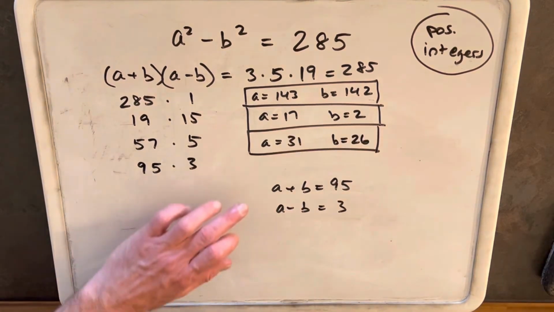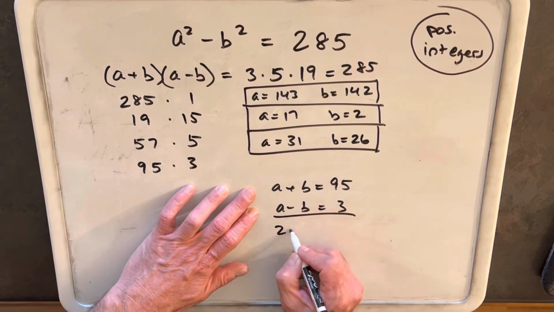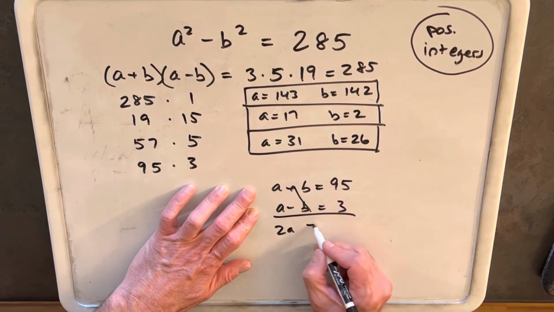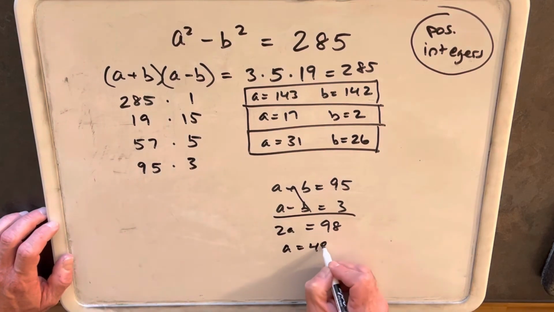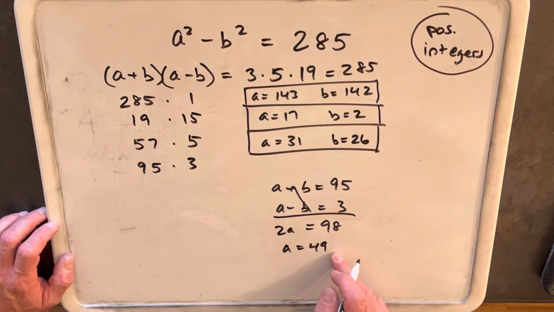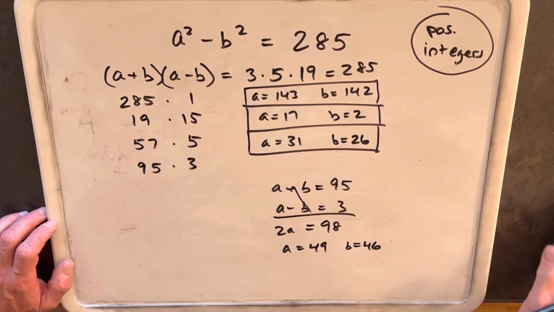Last, we'll look at a plus b equals 95, a minus b equals 3. Same thing, adding together, 2a is going to equal 98, so a is going to be 49. If a is 49, b must be 46, and so that's going to be our fourth solution.